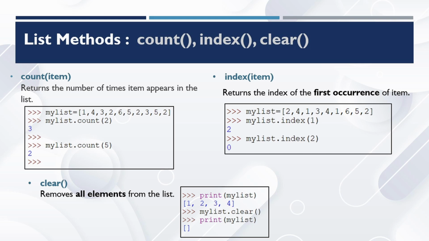First, the count method. The count method tells us how many times a specific value appears in a list. For example, if we have a list called mylist and we call mylist.count(2), it will return how many times the number 2 occurs in that list.